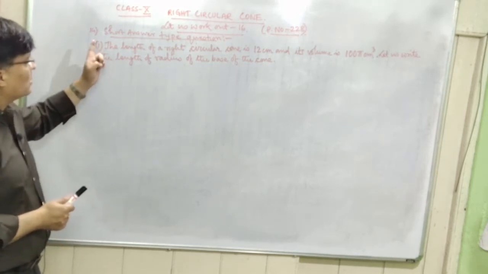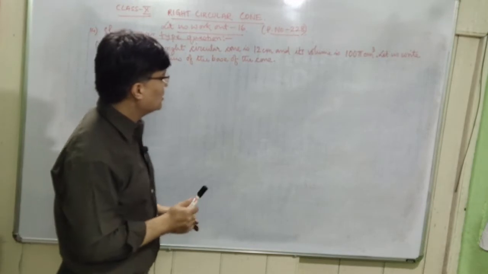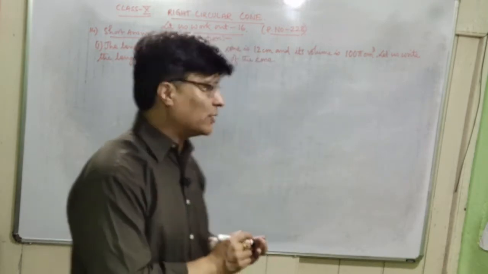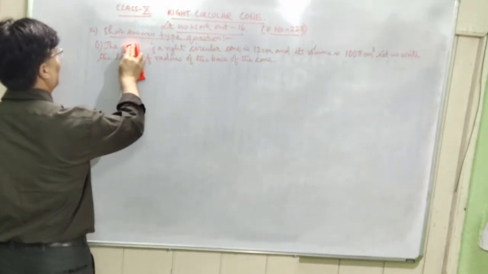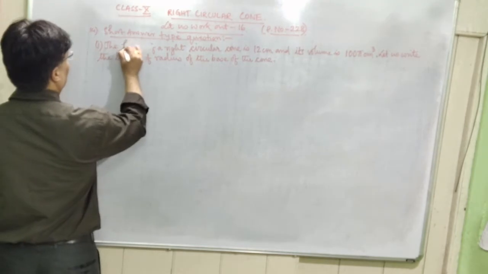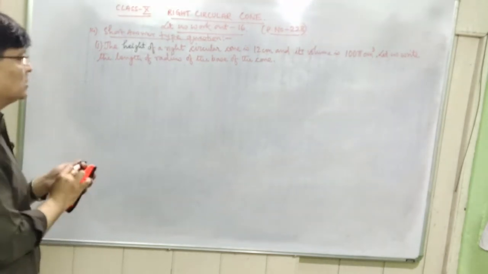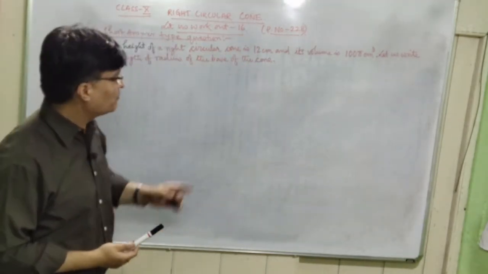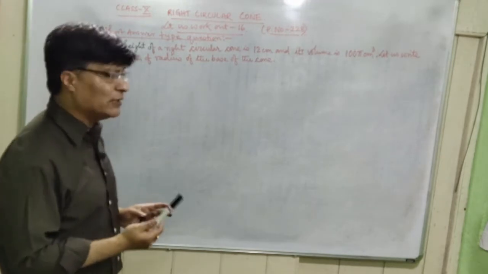Question number 1: the length of a right circular cone is 12 centimeter. Sorry, that means it should be the height, not the length. The height of a right circular cone is 12 centimeter and its volume is 100 pi centimeter cube. Let us find the length of the radius of the base of the cone.